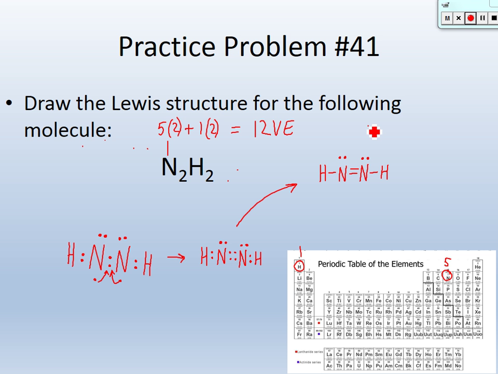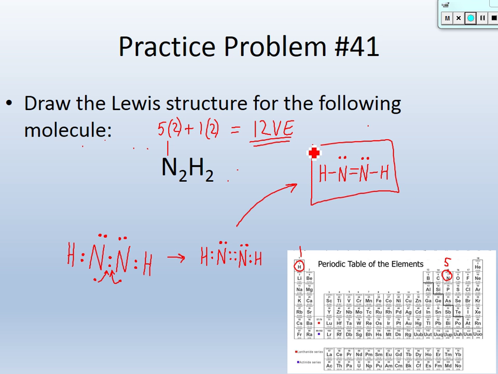So now let's count the valence electrons and make sure that we have 12. We've got 2, 4, 6, 8, 9, 10, 11, 12. And so I've accounted for all 12, and each atom is obeying the octet rule. And so that is my answer.